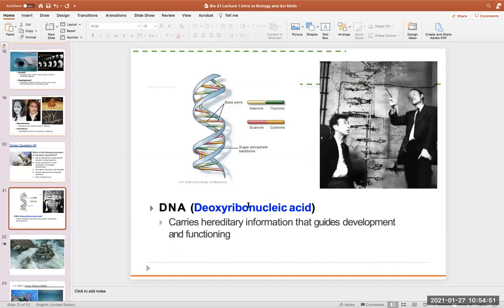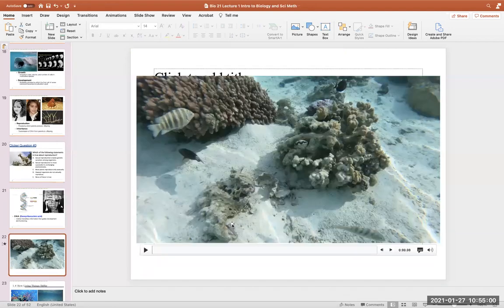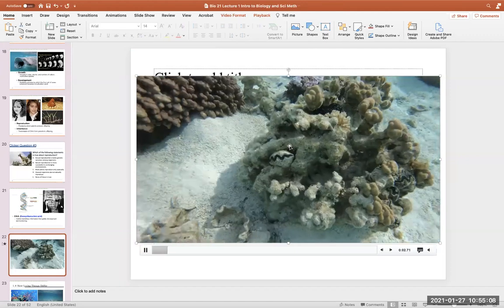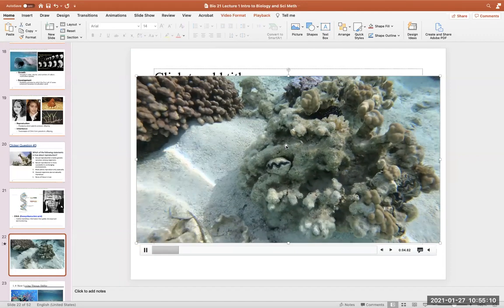DNA, I need you guys to know the full form for DNA, deoxyribonucleic acid. It's going to carry your hereditary information. And then we talked about the biodiversity. So if you have lots of species living in one area, that's going to give you higher biodiversity.